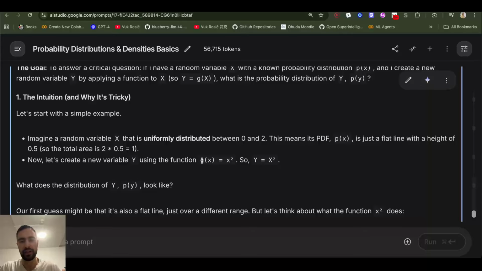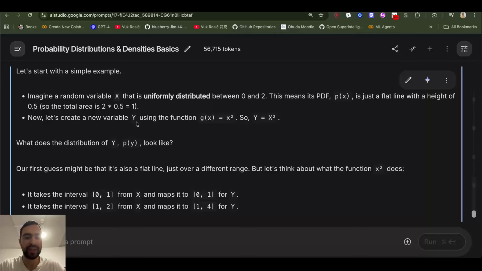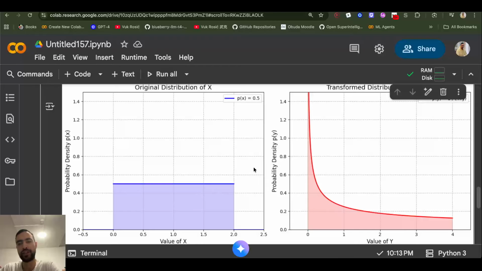So let's create a new random variable y using a function g of x, or y is equal to x squared. So y is equal to x squared. So what does this distribution of y look like now? Maybe at first thought it seems like maybe this rectangle is just scaled up or something. But the reality is so weird.